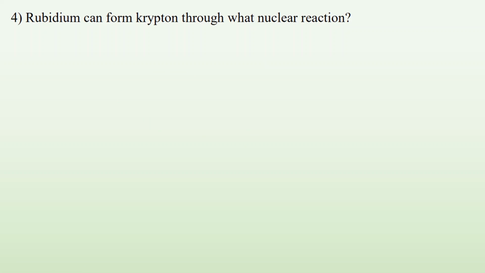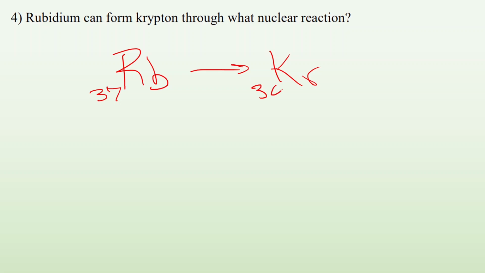Number four, rubidium can form krypton through what nuclear reaction? Now I had one answer in mind, but I guess there's two possible answers. So rubidium, we've got Rb with a charge of 37, and the mass isn't really all that important, because it can go through some sort of process where it's going to make krypton, which has a charge of 36. So we need some process that's going to bring the charge of the product down by one. One possible way that could happen is by giving off a positron, right? Because that still balances out.